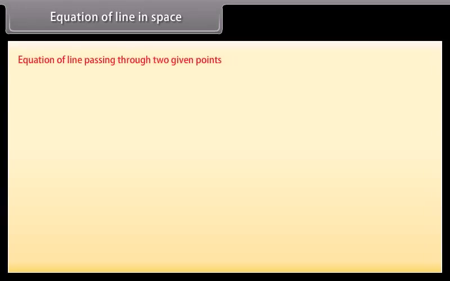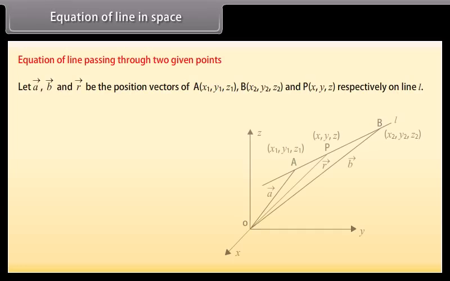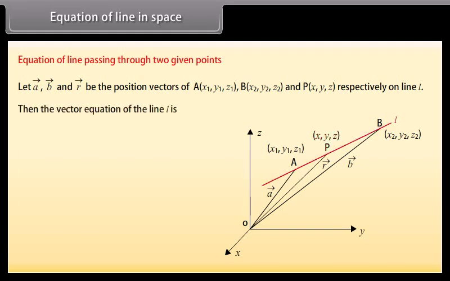Equation of a line in space. Equation of a line passing through two given points. Let vectors a, b and r be the position vectors of A(x1, y1, z1), B(x2, y2, z2) and P(x, y, z) respectively on line L. Then the vector equation of the line L is vector r equals vector a plus lambda times (vector b minus vector a), where lambda belongs to the real numbers.